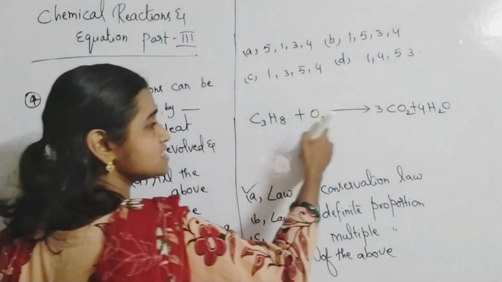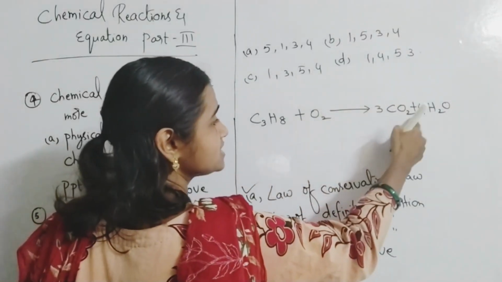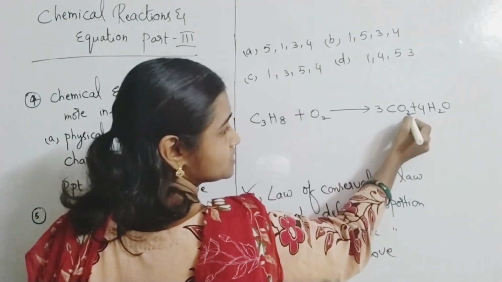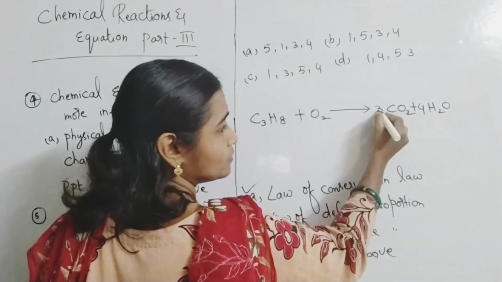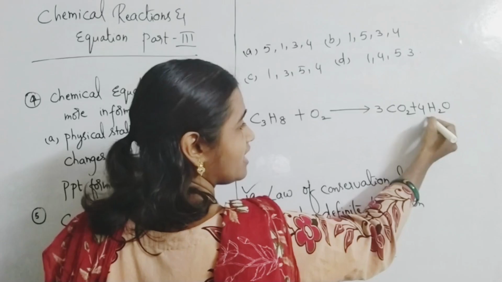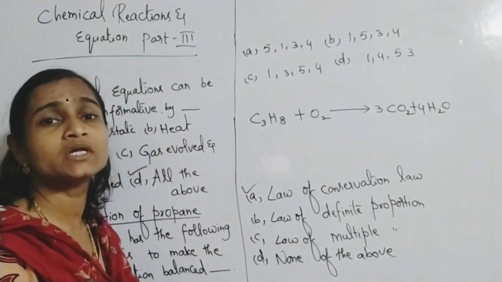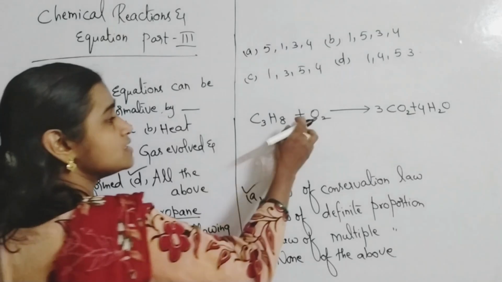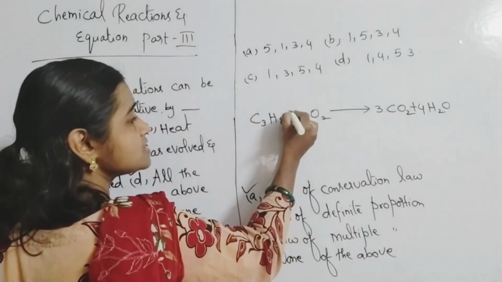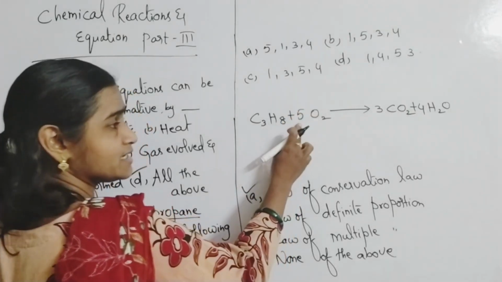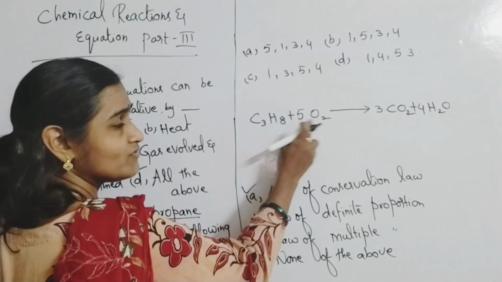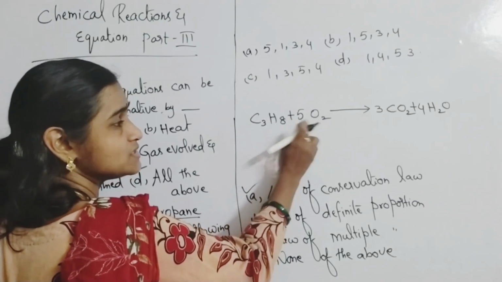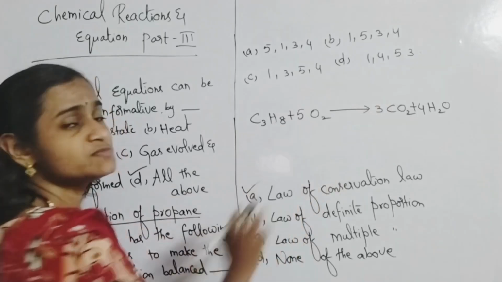Now coming to oxygen, on the product side 3 twos are 6 plus 4. So just check this: 3 into O2 means 3 twos are 6 oxygens here and 4 oxygens here. So the total number of oxygens on the product side is how many? 10. To make oxygens 10 on the reactant side also, what number do you have to keep here? You have to keep 5 here. So 5 twos are 10 oxygens. Now the equation is balanced.